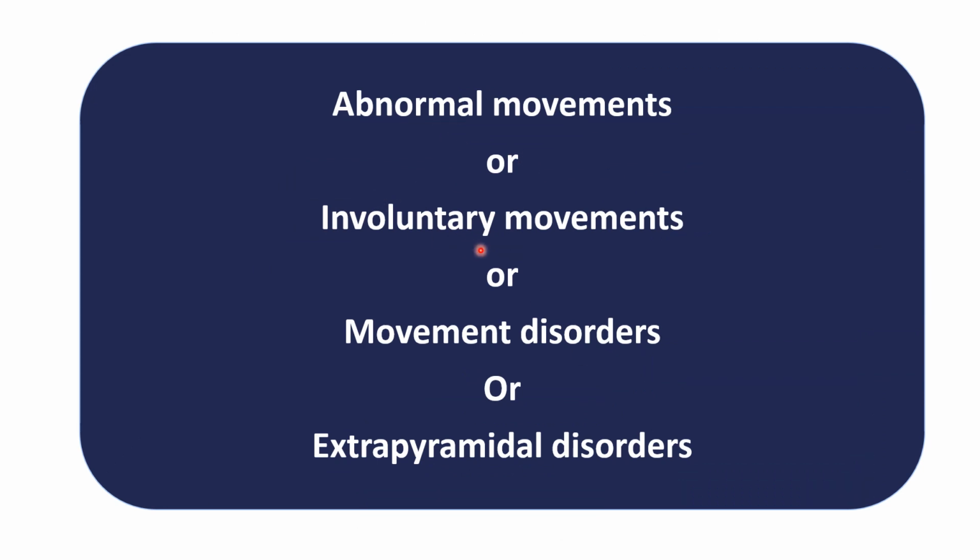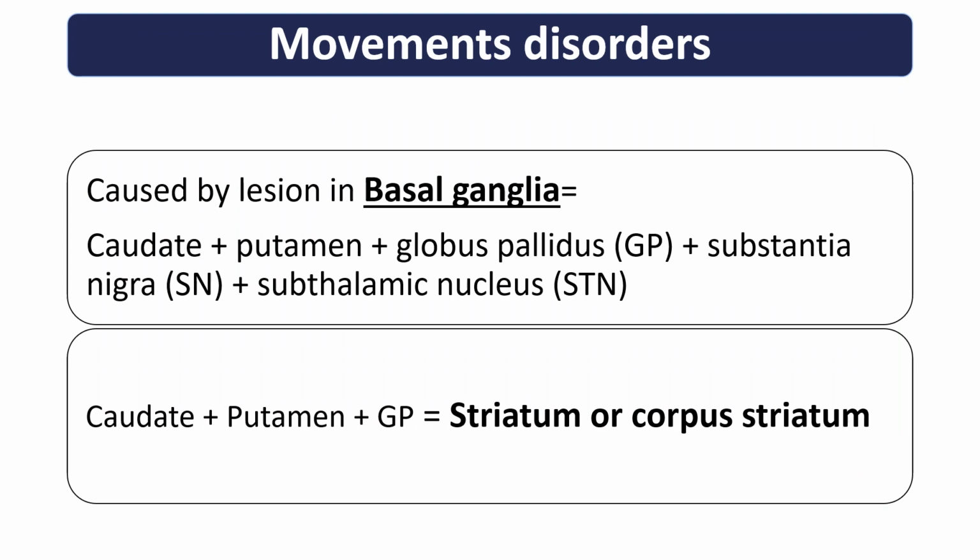Abnormal movements, also known as involuntary movements or movement disorders, occur because of a lesion in the basal ganglia or extrapyramidal tract. That's why they are known as extrapyramidal disorders. Movement disorders are caused by a lesion in the basal ganglia, and the structures included in the basal ganglia are the caudate, putamen, and globus pallidus, combinedly called the striatum or corpus striatum, with the substantia nigra and subthalamic nucleus. And the basal ganglia is part of the extrapyramidal system.